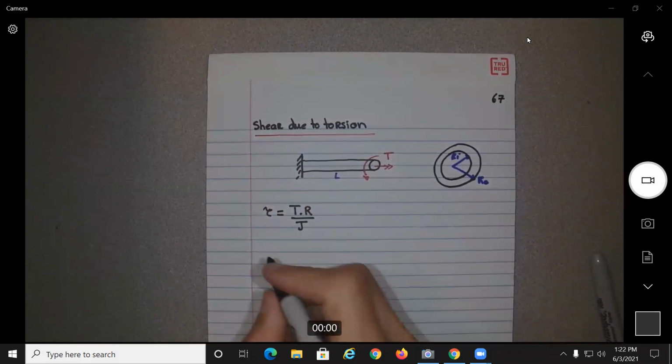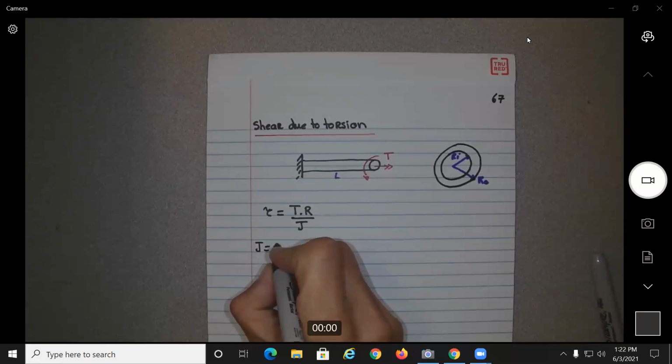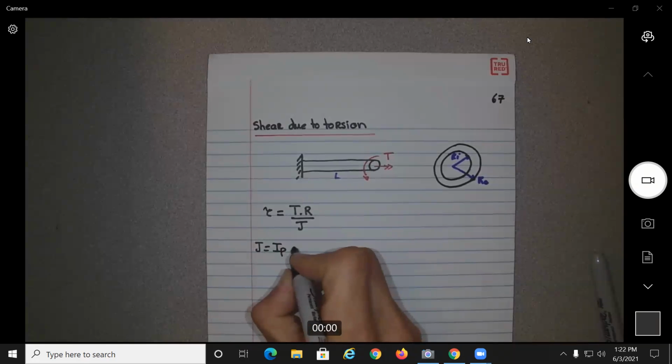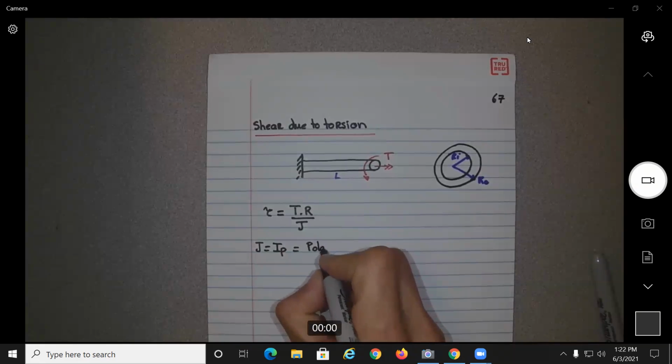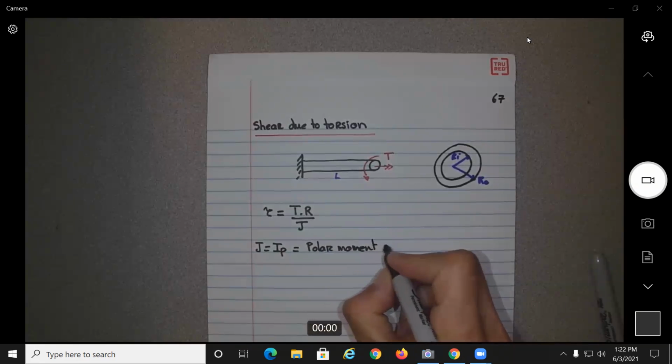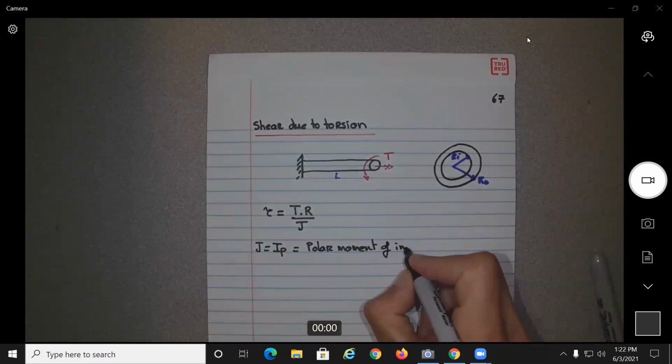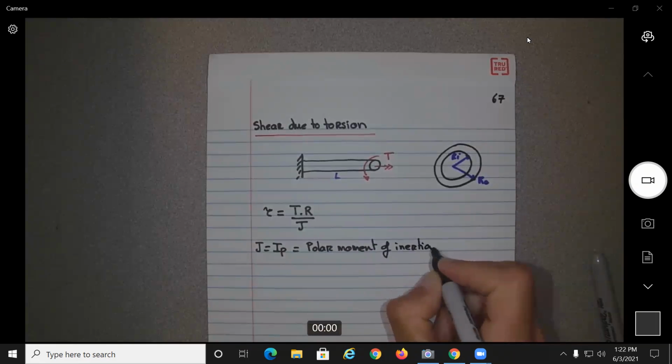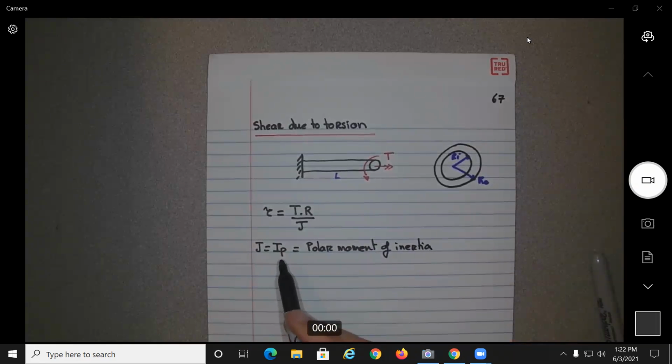Okay, so I use J, but in different textbooks they sometimes use I sub P, which is the polar moment of inertia. And this is basically the same thing. We have the I for the bending. You're going to have a J for rotation. So the physical meaning of J is how unlikely that structure is to twist, to rotate about this axis.